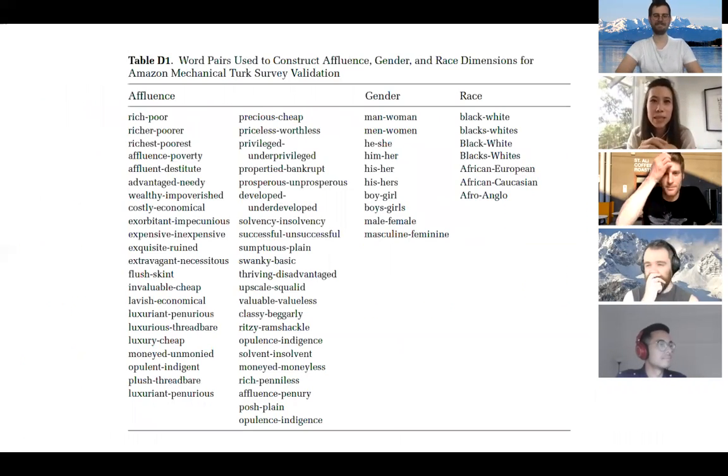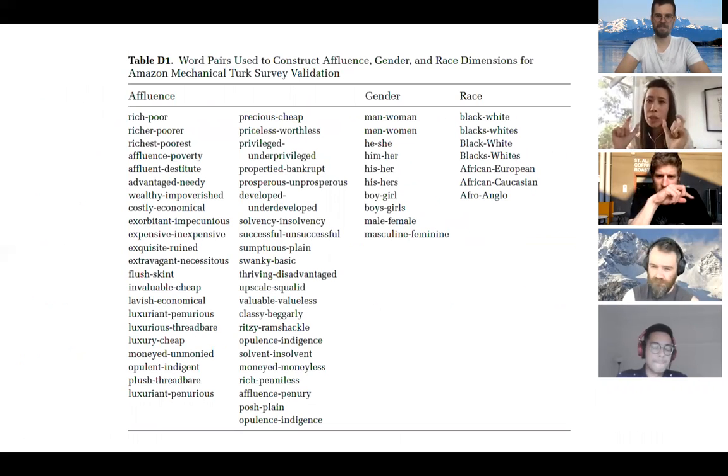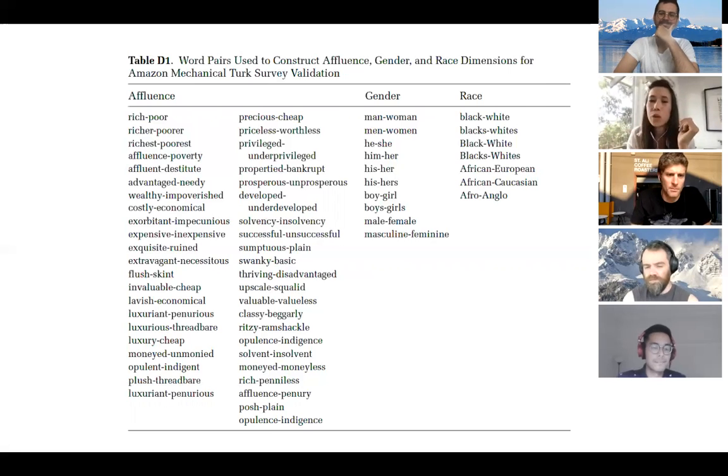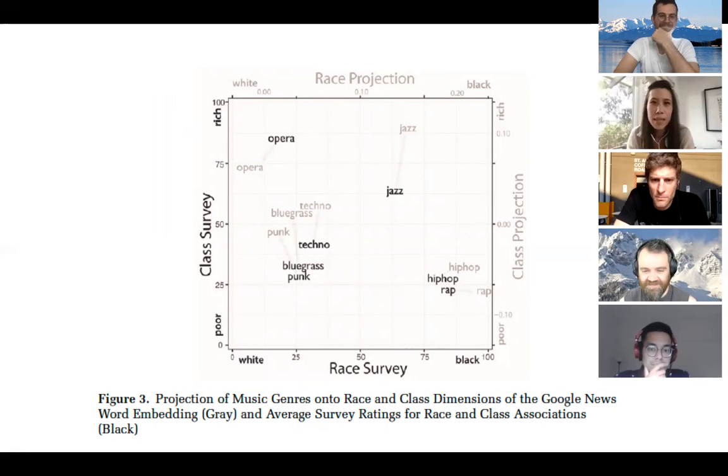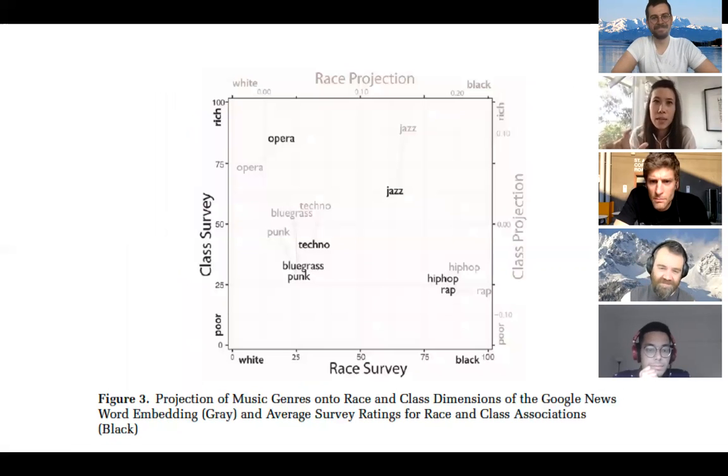And then what they do is look at how their survey ratings compare to the projection of a given word onto the cultural dimension that they construct using these different antonym pairs for affluence, gender, and race. So here's one of their plots, which I think shows this quite nicely. Here, the black text relates to the ratings according to the Amazon Turk survey. The white or grey text relates to the projections based on the word embedding model.